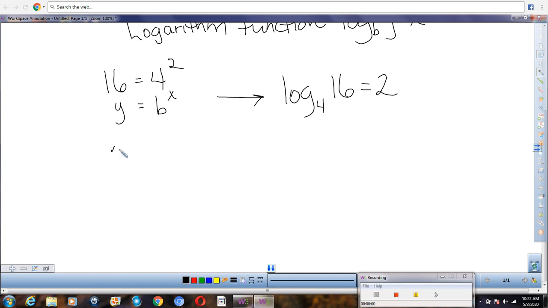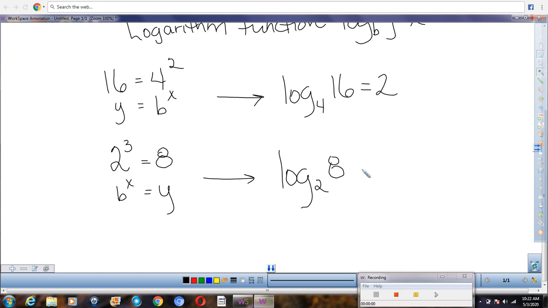So let's say we have 2 to the third equals 8. Again, this is b to the x equals y. We've just moved the y to the right-hand side. Again, rewriting this in log form, we have log. The base to the exponent is 2, so it's a little 2 here. The y value is 8, and this equals the exponent of 3.